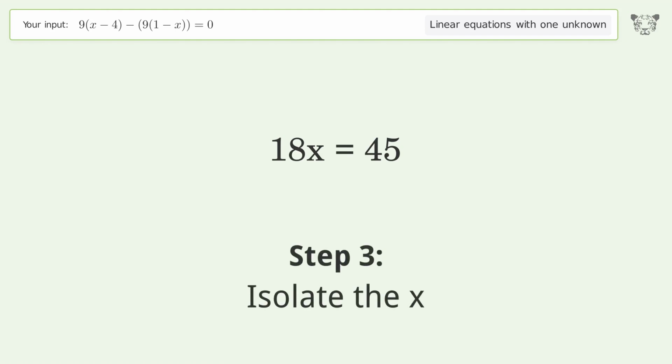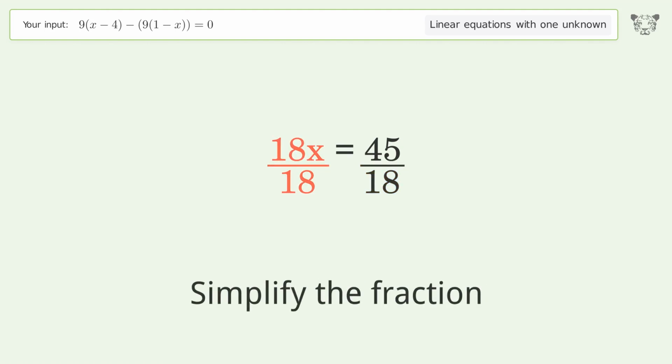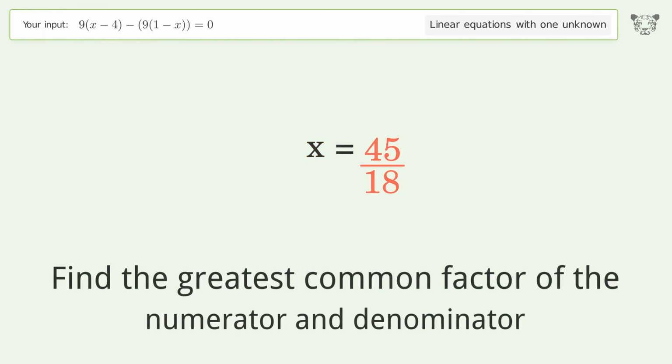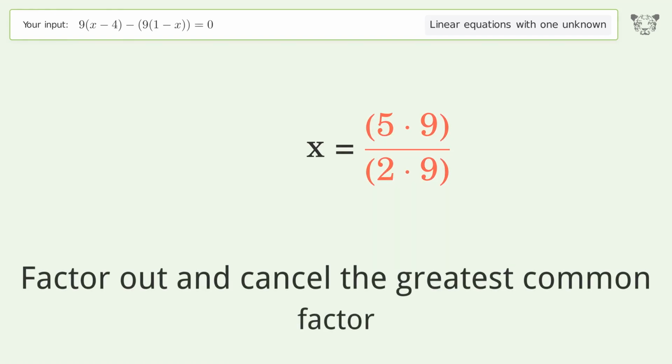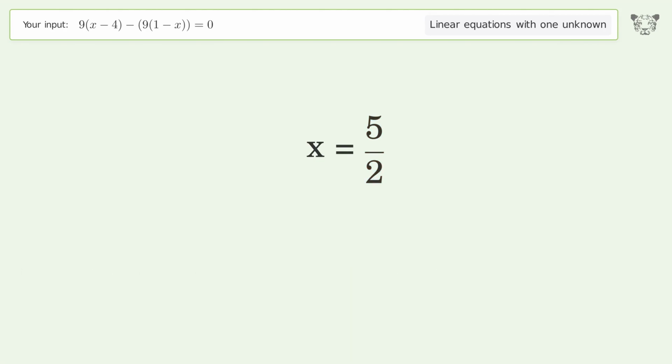Isolate the x. Divide both sides by 18. Simplify the fraction. Find the greatest common factor of the numerator and denominator. Factor out and cancel the greatest common factor. And so the final result is x equals 5 over 2.